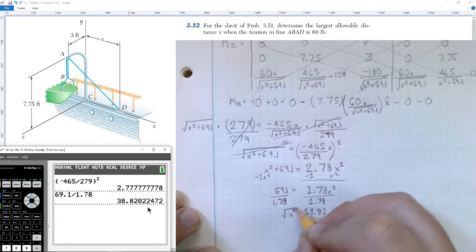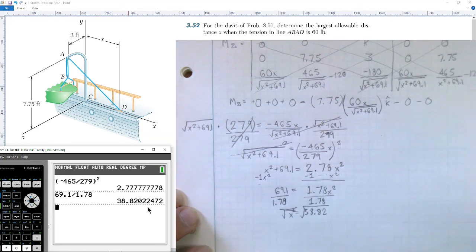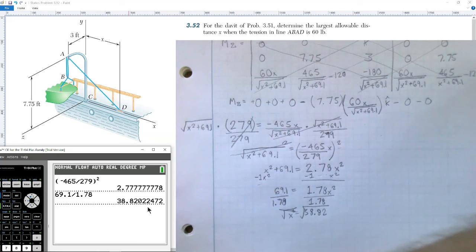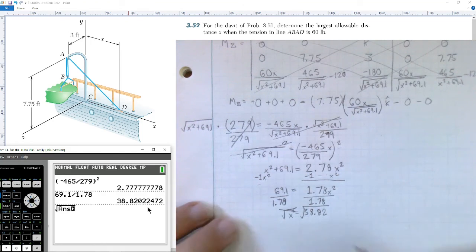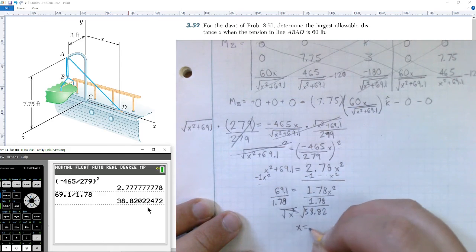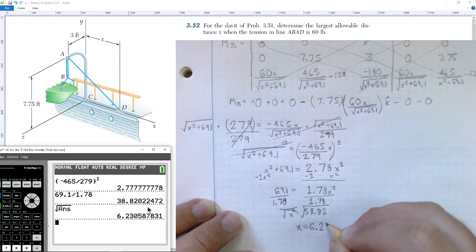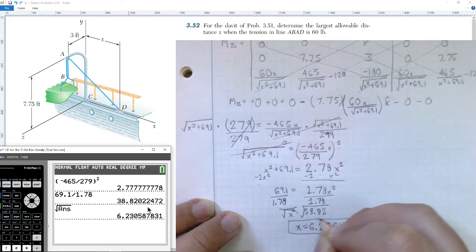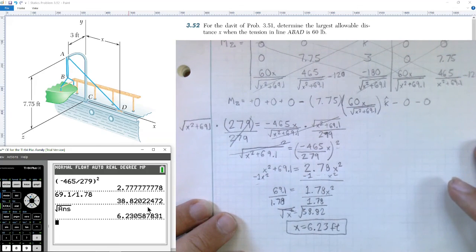Don't forget, take the square root of this side. It'll cancel out. Square root of this number. So we're going to square root our answer. And this will give us a value of x being equal to 6.23 feet. So our final answer is x equal to 6.23 feet.